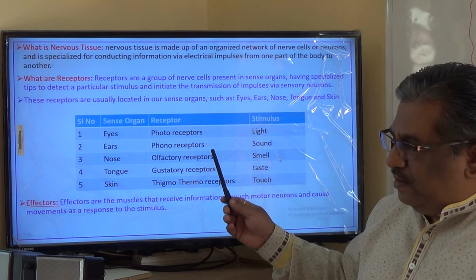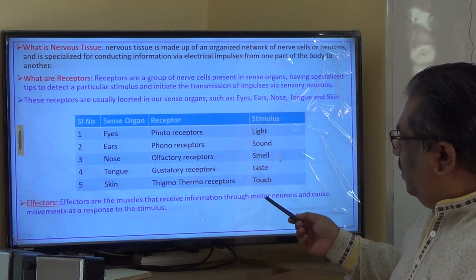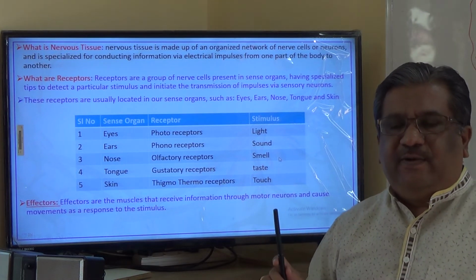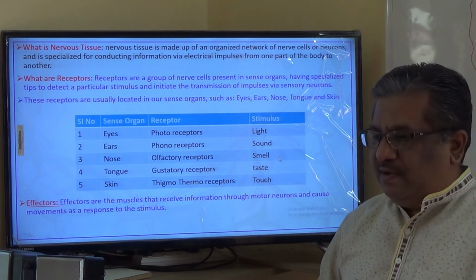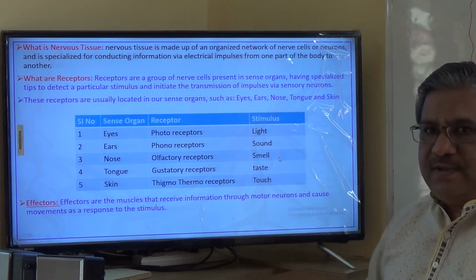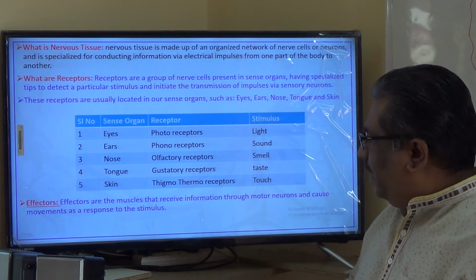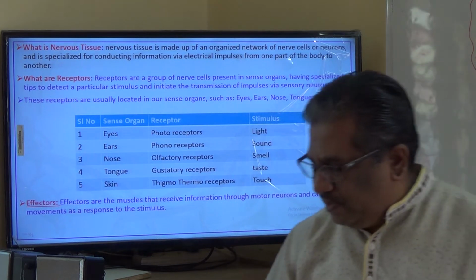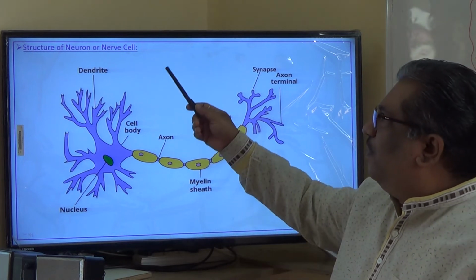See about the types of neurons: sensory neuron, motor neuron, and relay neuron. There are three types which we'll study later, but first we'll study the structure of the neuron and then we'll study the types of neurons. So motor neurons, relay neurons, and sensory neurons are the three kinds which we'll study later. But next we'll go to the structure of the neuron or a nerve cell.